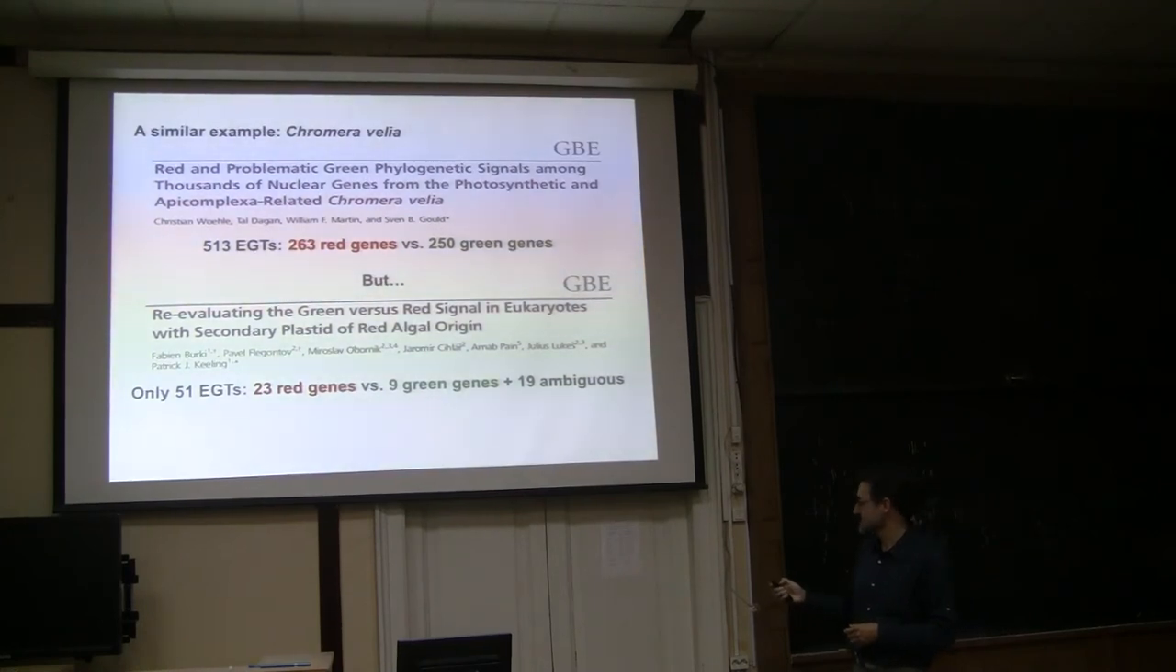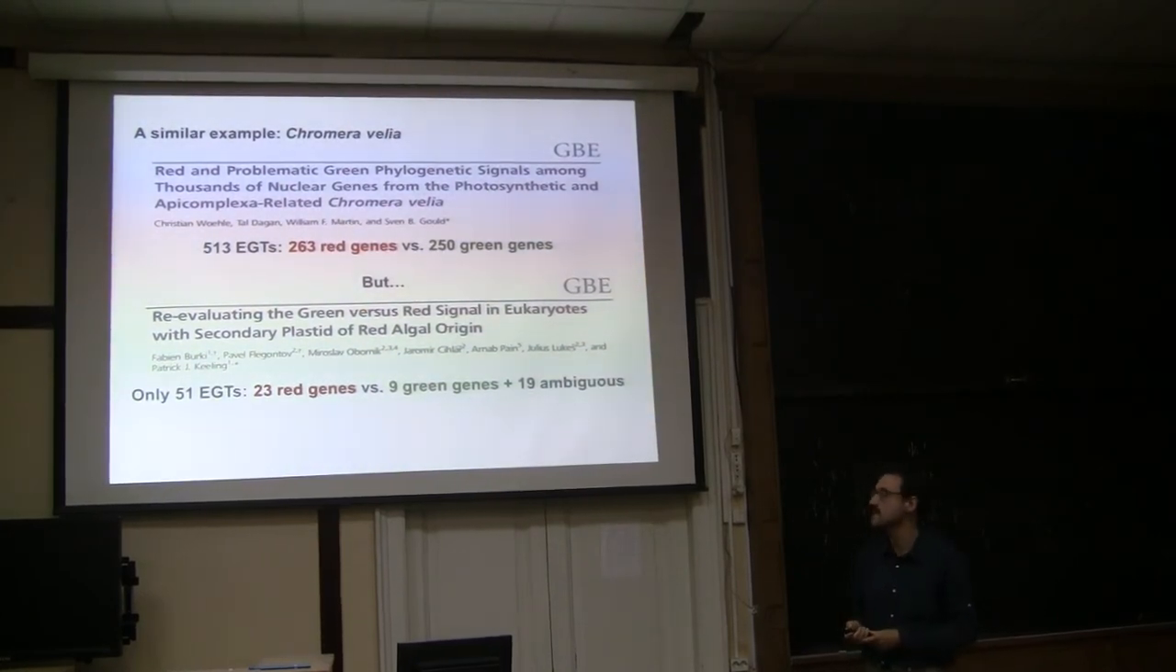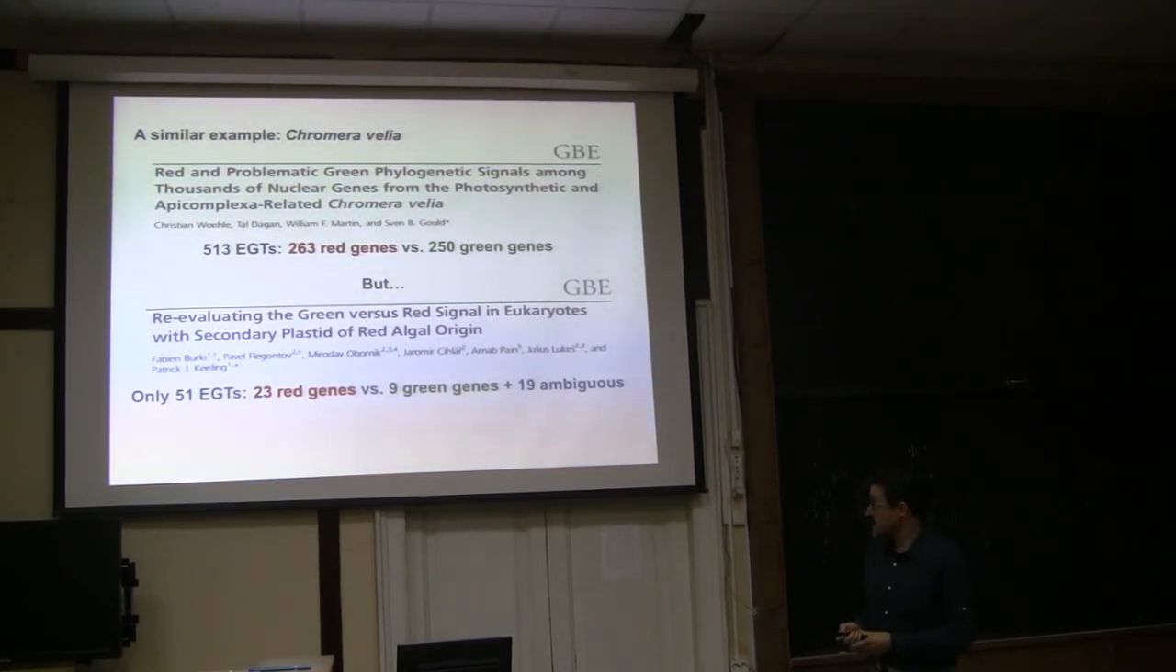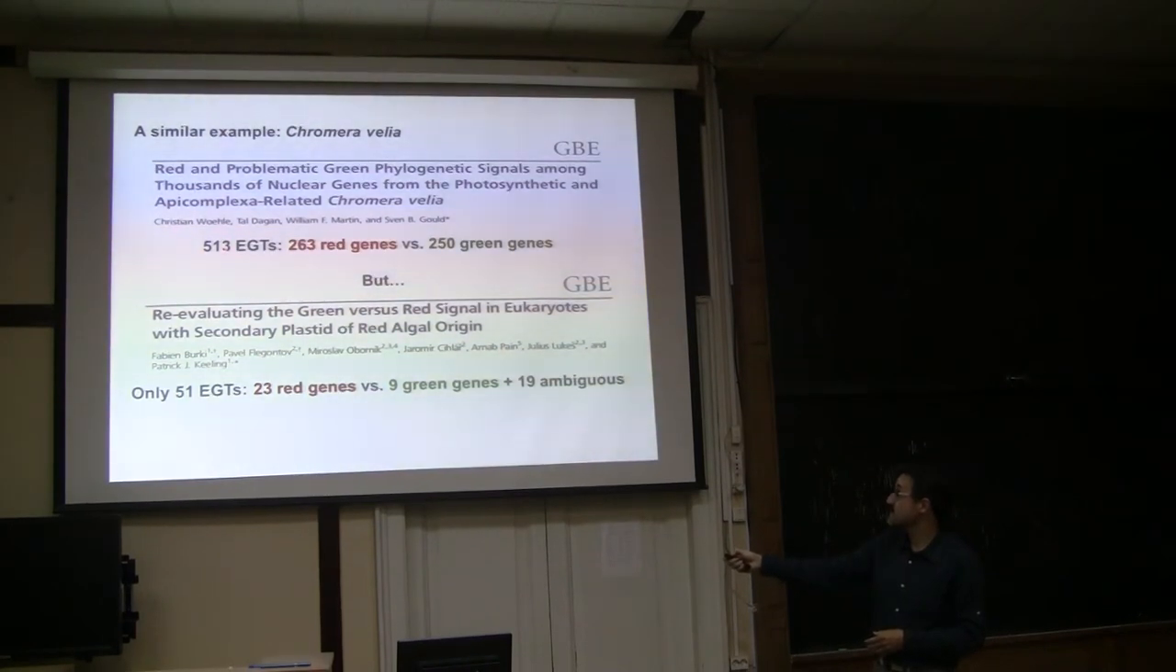However, these people reanalyzed this data more or less in the same way as we reanalyzed the data of diatoms, and they had very similar results. From the 500 endosymbiotic gene transfers, at the end they were able to say that only 51 of those genes are really endosymbiotic gene transfers, and there is a larger proportion of red algal ones than of those of apparent green algal origin. So once again, it appeared that there is no real strong evidence of a green algal endosymbiont in this species.